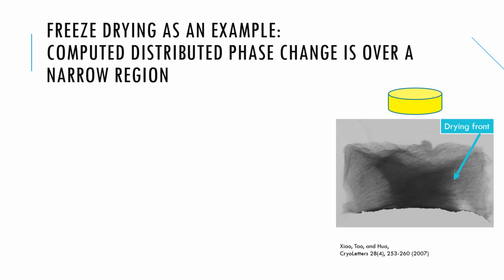So here is another look at just how wide that interface is, meaning when can I make the sharp interface assumption and when I cannot. I pick the example of freeze drying, and again a picture from literature that shows how the drying front moves over time when drying some sort of cylindrical disc. So the question we're trying to see is just how wide this interface is in case of freeze drying.